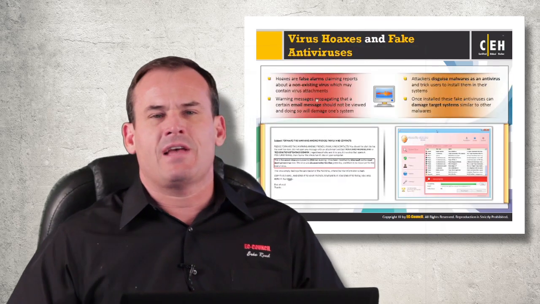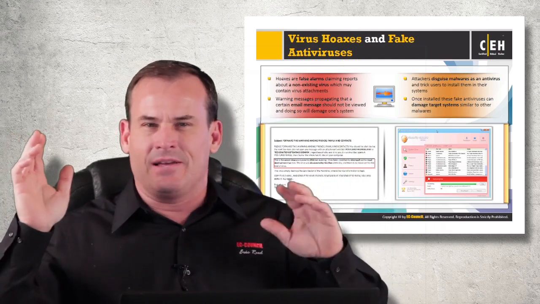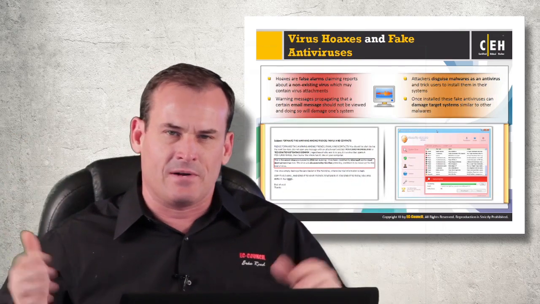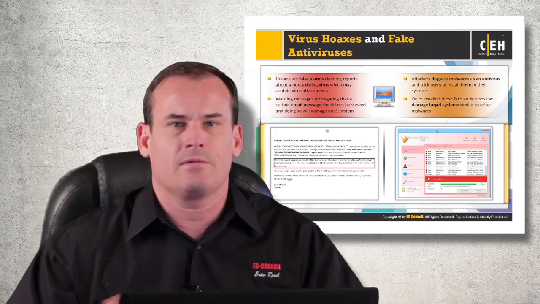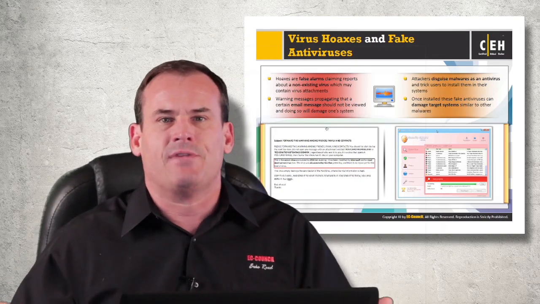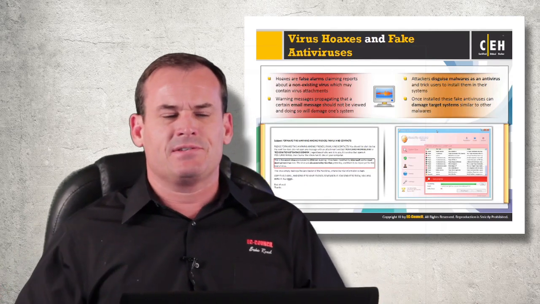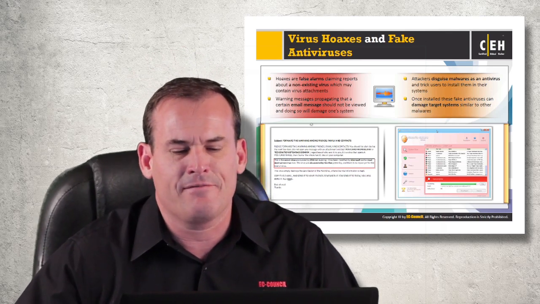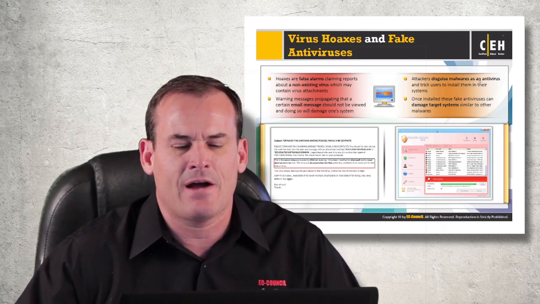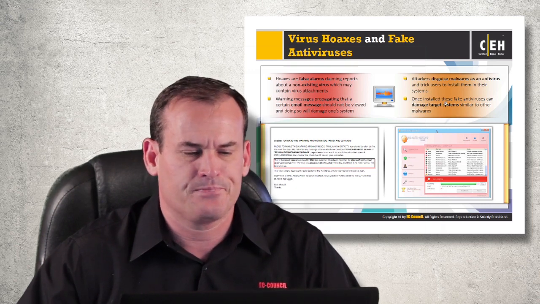If you get an email saying, warning, the XYZ virus, the ABC virus, whatever the case may be, is propagating throughout the network, download this file to protect your system, when in essence the file is the virus itself. So it can be a fake attachment, fake antivirus. The whole purpose is to damage the target systems, similar to other malware.